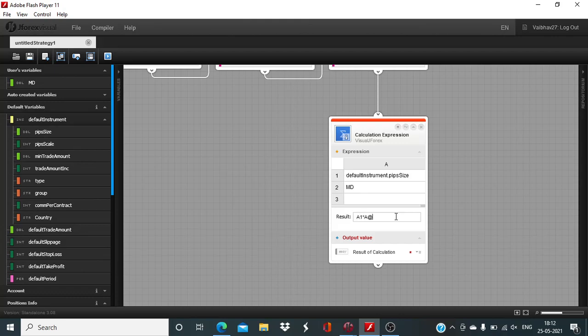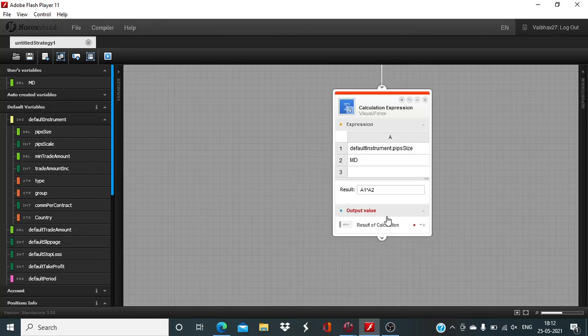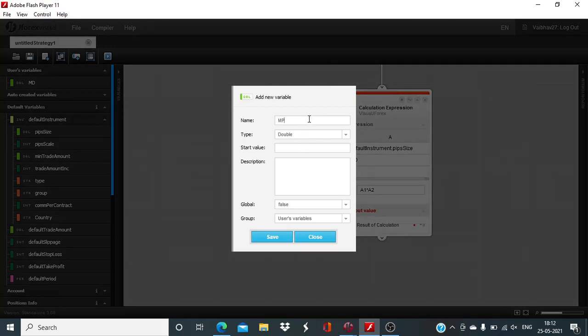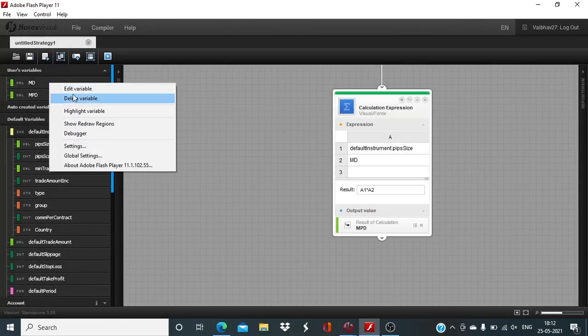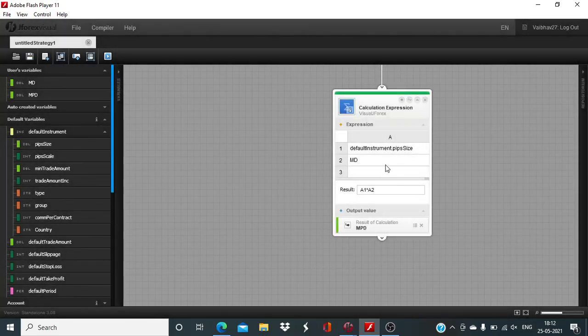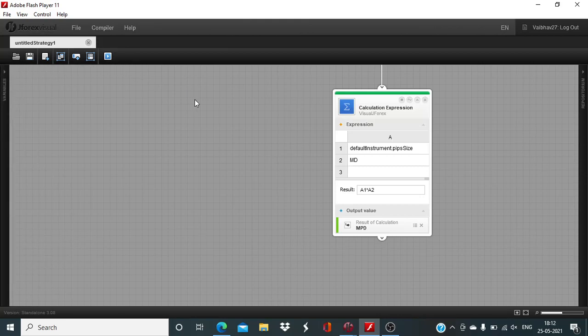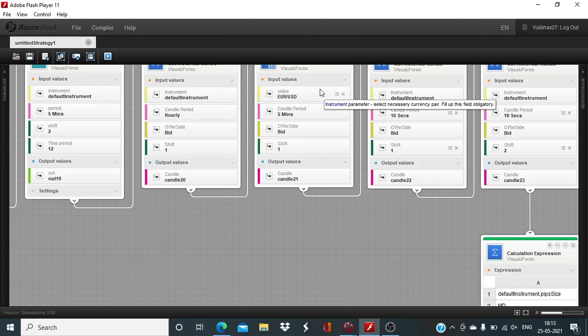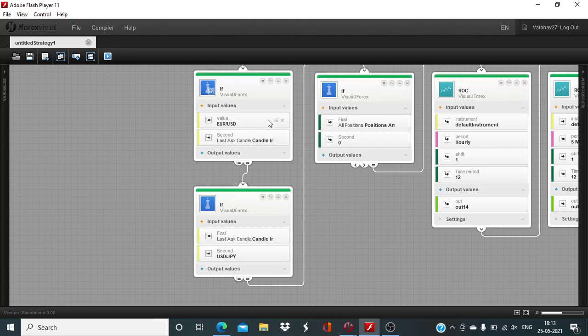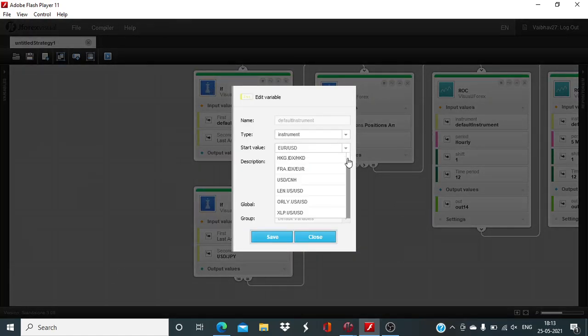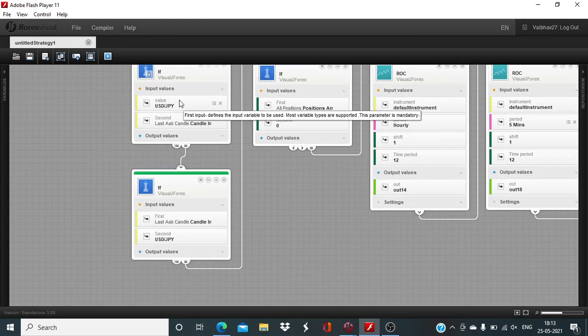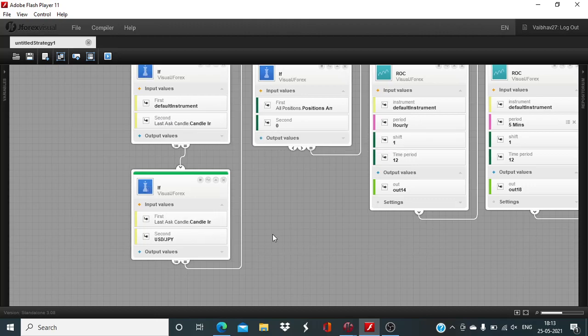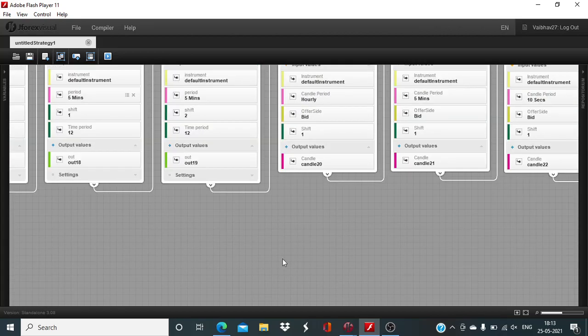A1 into A2. Okay, this variable has the value of 10, and this has been used to multiply with the pip size to arrive at 10 pips. I think I forgot to change the default instrument here. It needs to be changed to USD JPY. Then that instrument will be matched with the last ask candle instrument, and candle instrument should be USD JPY. So that's how this is going to work.